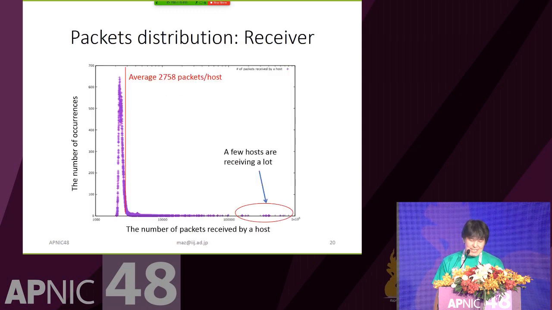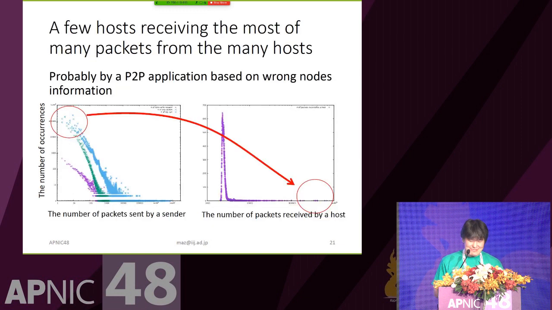So this is the receiver side. The average was about 2,000 or almost 3,000 packets per host per day. But a few hosts are receiving a lot here, right? This is a log scale. So a few hosts are receiving a lot because of the peer-to-peer wrong node information. As I said, many hosts are sending a few packets toward a particular host in your network based on the wrong node information. That causes this kind of interesting distribution.